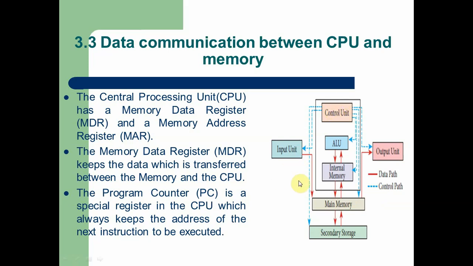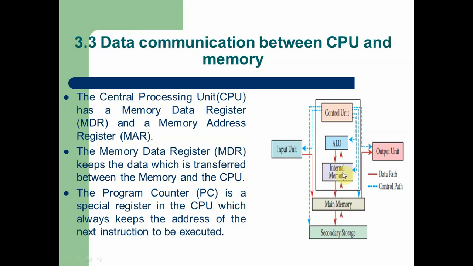Here you can see the red line indicates the flow of the data path, and the blue line indicates the control of the data path. This is the concept which we already discussed in the first chapter. Now we are going to discuss more technical terms. The first point: the CPU has a memory data register and a memory address register.